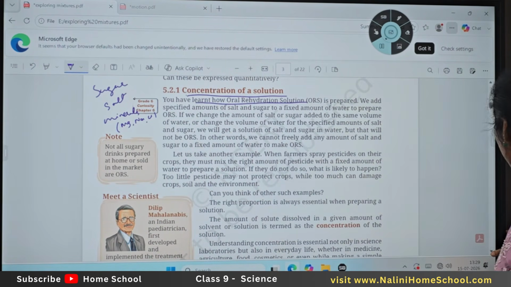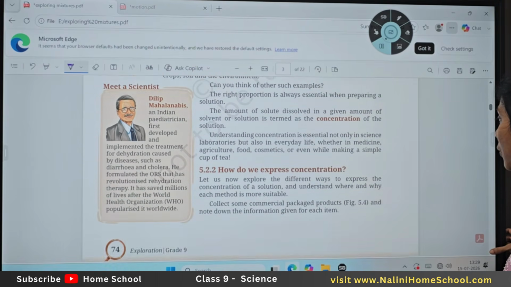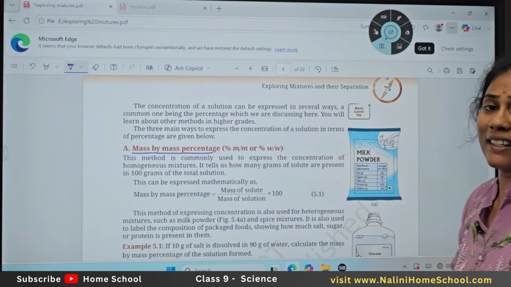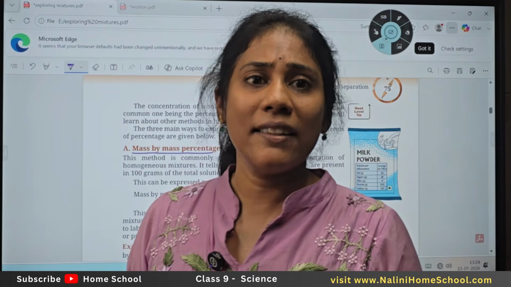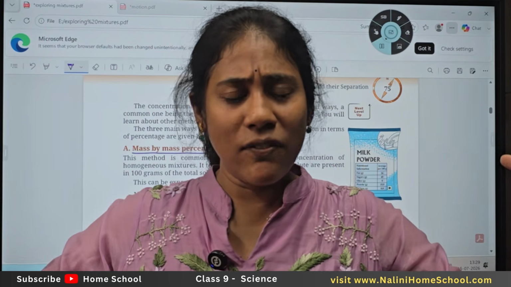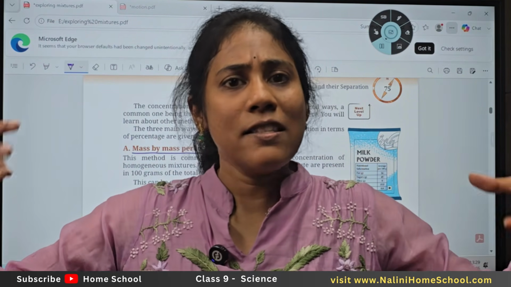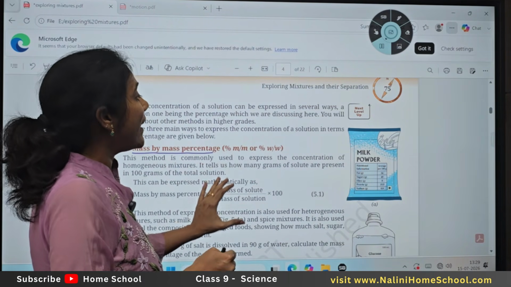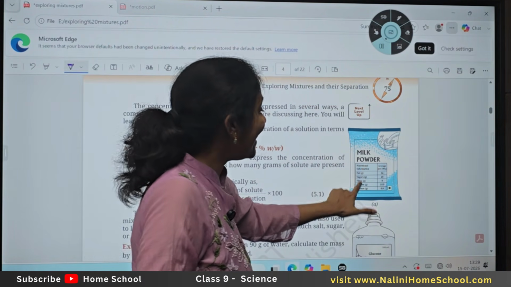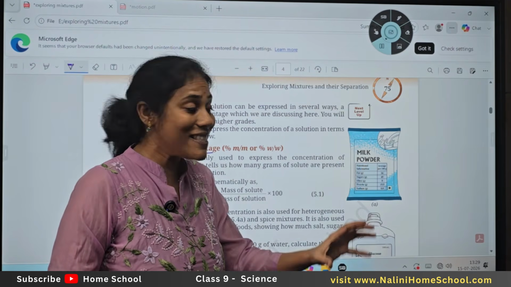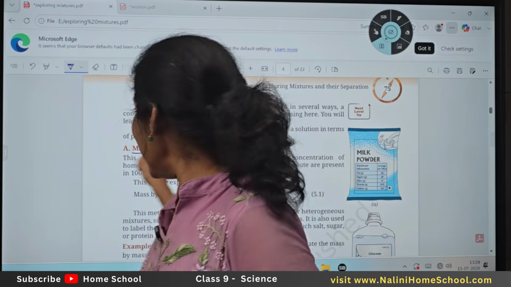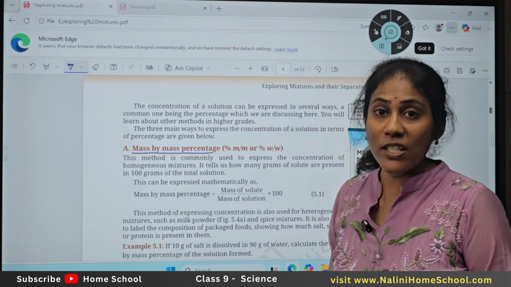Like ORS powder, you have so many powders available in the market. Milk powders, talcum powders, detergent powders, where so many chemicals, so many components are mixed with one another, no? To express each and every ingredient, how much of it is there in the total amount of powder, this mass by mass percentage is used.